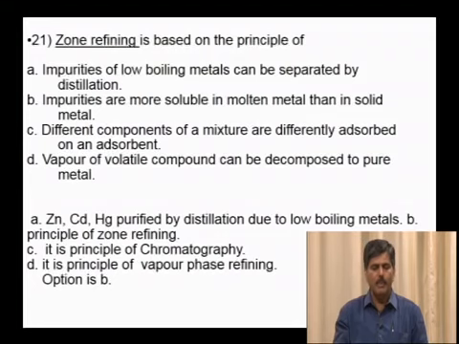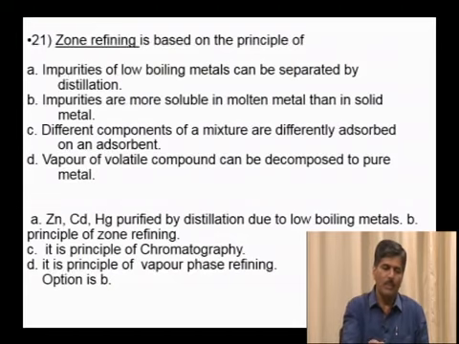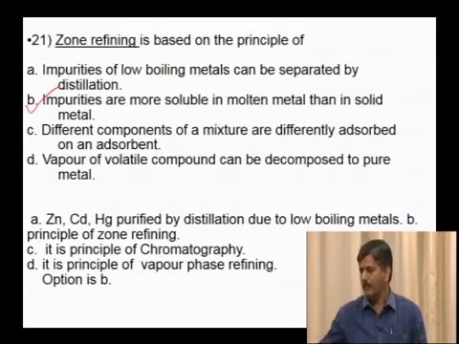So, in this method, the impurities are more soluble in molten metal than in solid metal. This is the principle present in zone refining. So, other options are not correct. The first option is used to obtain zinc, cadmium and mercury. The third option is based on chromatography. The last option is based on vapor phase refining. Therefore, option B is correct.